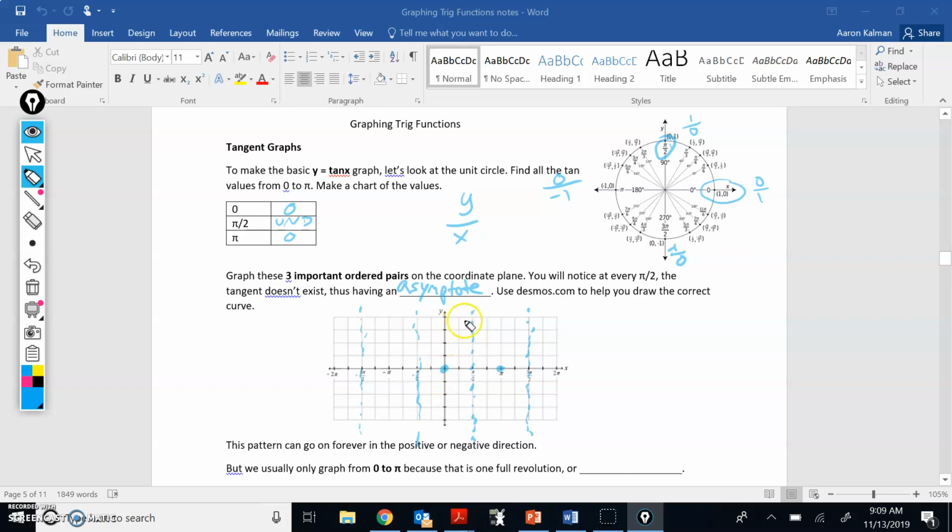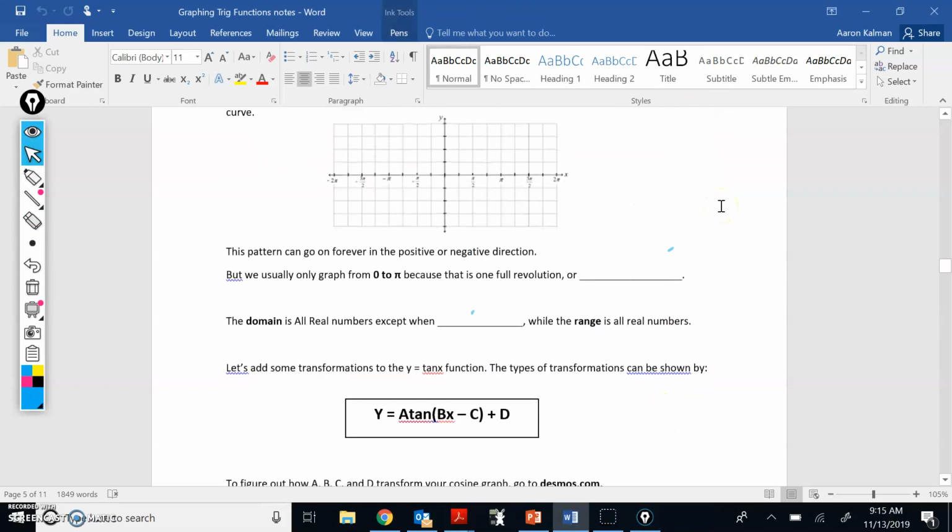Now to see how the rest of the graph looks like, you need to make this sort of curvy cubic shape going up and then back down. This pattern is going to end up going on forever. And what's different about the tangent and between the sine and the cosine, besides the weirder looking shape, is that its period only repeats every pi. So we put period is that full revolution.